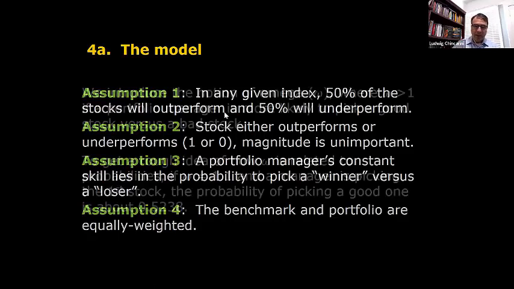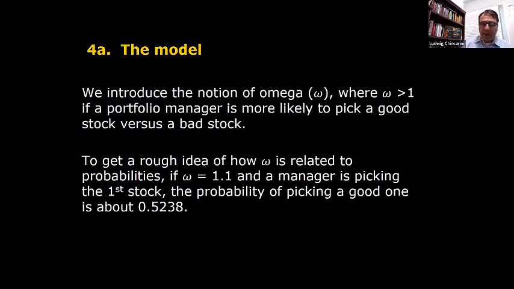Okay. Because this is new stuff, I have to introduce a little notation. Omega is going to be the thing that tells you whether the active manager is good or not, okay? Essentially, when omega is greater than 1, it means the active manager is more likely to pick a winner than a loser. That's what it means. And hopefully that's true, because otherwise you want to be in a different business.